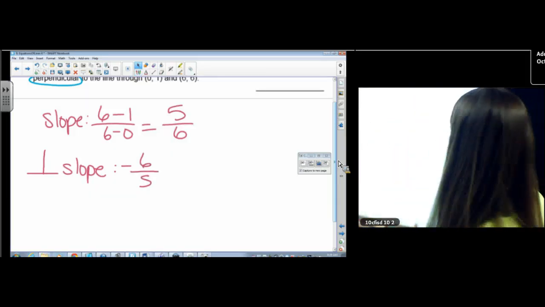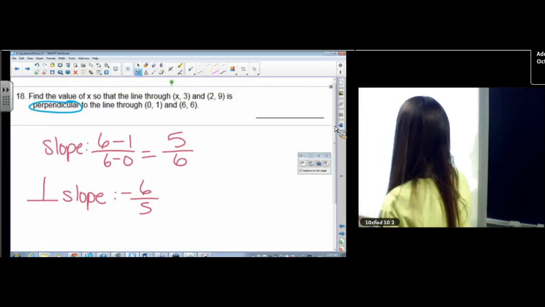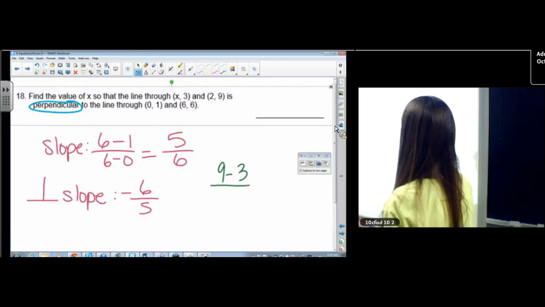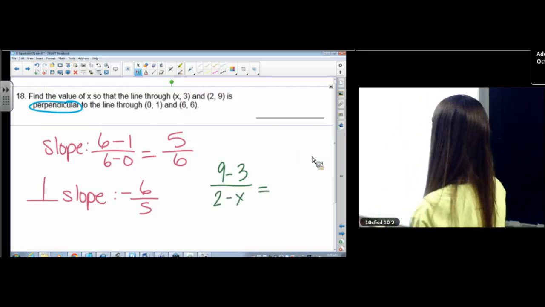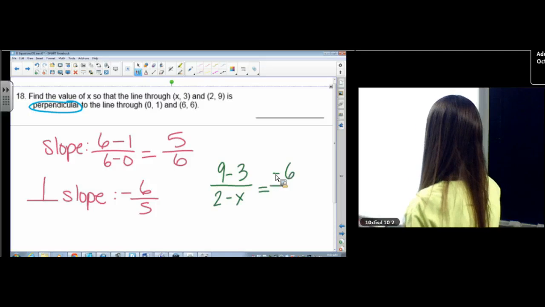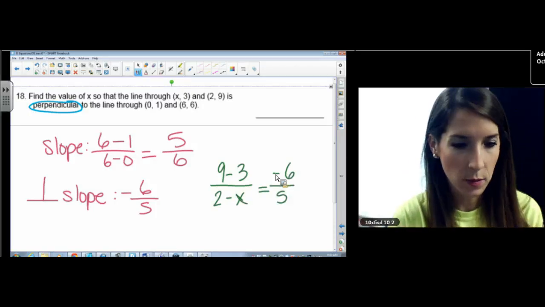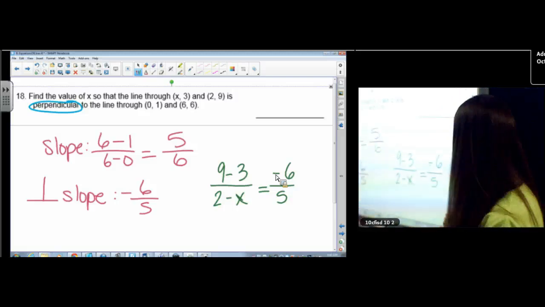And I'm not going to take time to write everything out, okay? But I will set it up for you. 9 minus 3, that's y minus y, over x minus x. And we're going to set that equal to negative 6/5. So that's when you clean it up and then you cross multiply. Okay? I'm going to let you handle that.